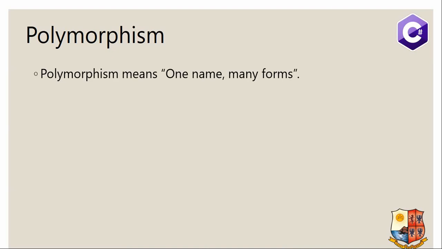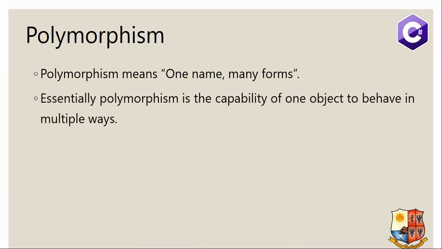You remember only one word, but what you pass to it can take a lot of parameters. It can take a string, it can just take a number, it can take a string plus number, it can take double, float, boolean, any types. One name, but many forms. Okay, remember that is polymorphism. Essentially, the capability of one object to behave in multiple ways.